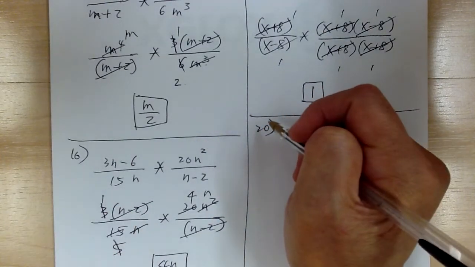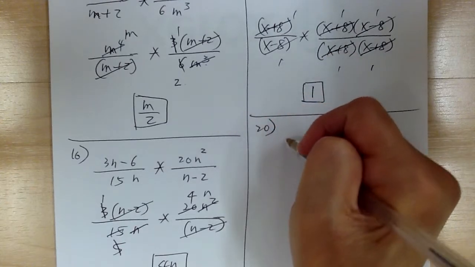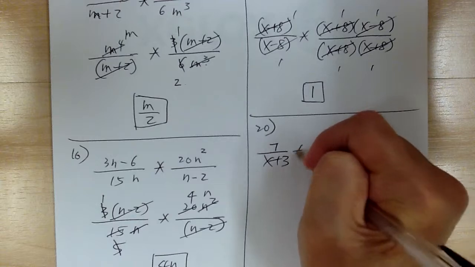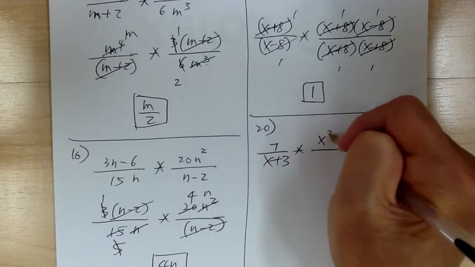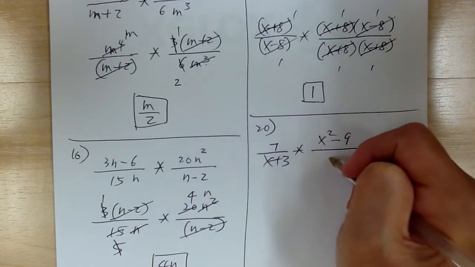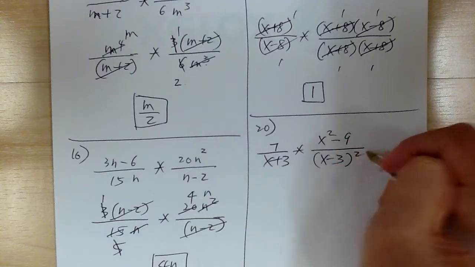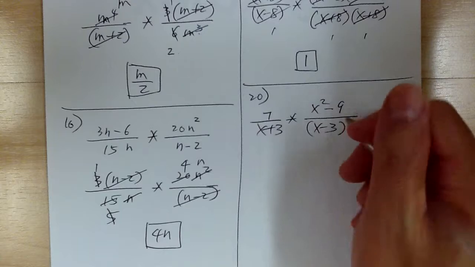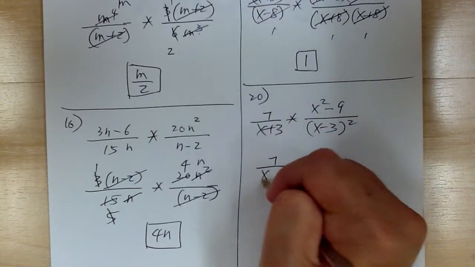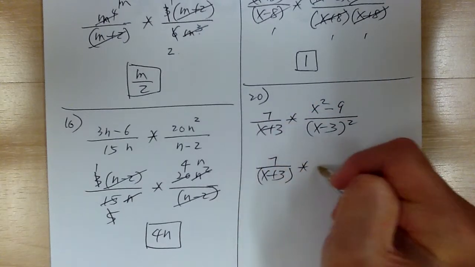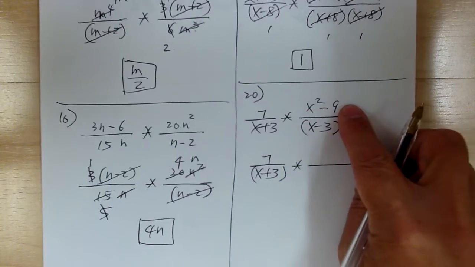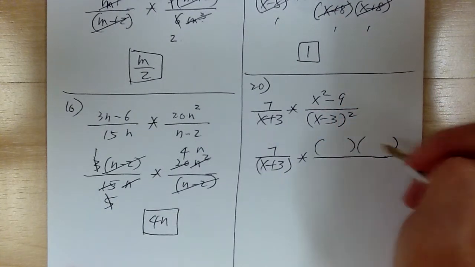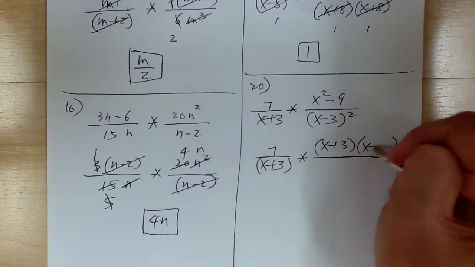Let's go to number 20. Okay, you have 7 over x plus 3 times x squared minus 9 over x minus 3 squared. Okay, so this one, again, just go and factor the top. So this one, nothing you can do on this part over here. But this is the difference of squares. This difference of squares, you have to factor into conjugates. So you're going to get x plus 3, x minus 3.